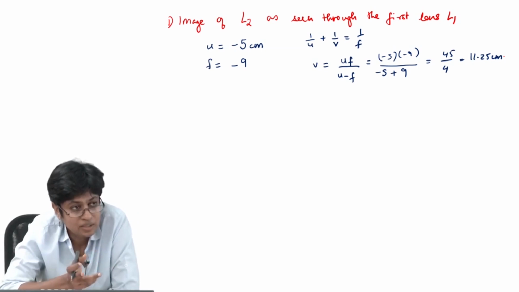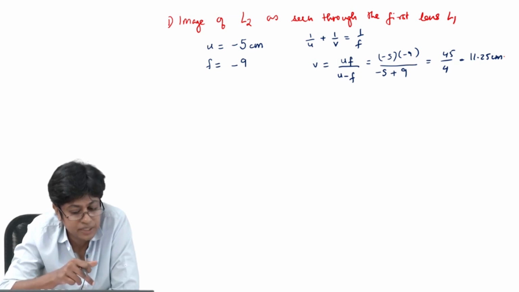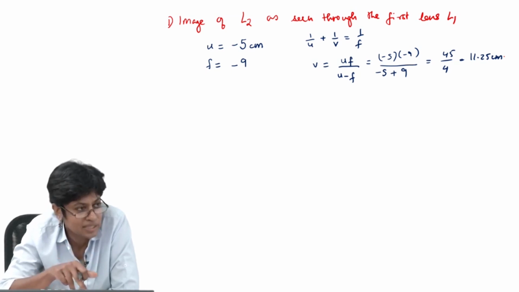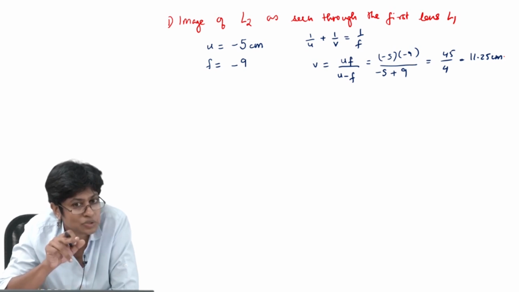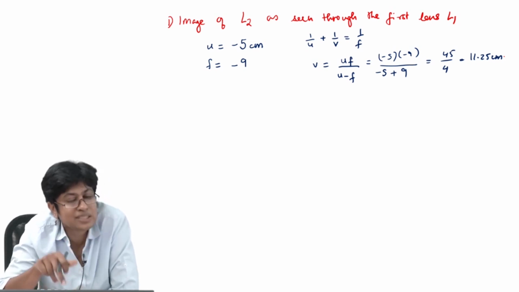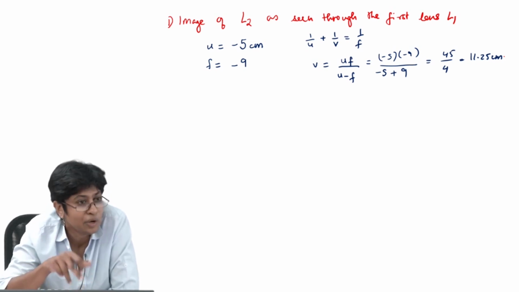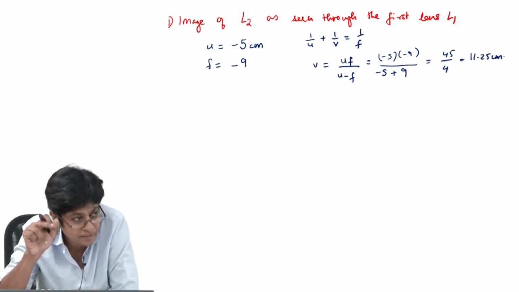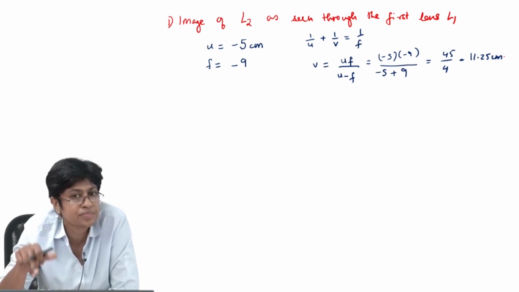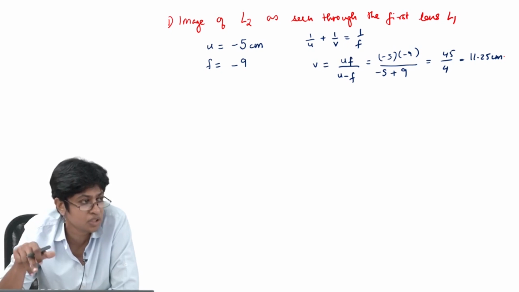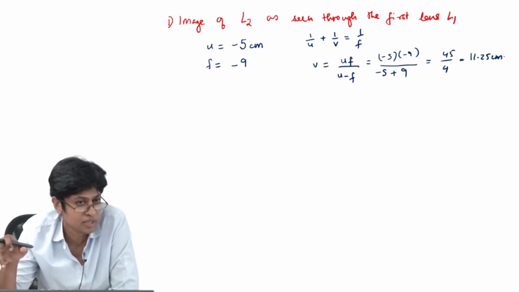Where does the image occur? It should not be surprising to us. It occurs on the same side as the object, because the focal length is 9 centimeters, but the object distance was 5 centimeters. The object is less than focal distance away. We have a virtual, erect, magnified image on the same side as the object. What's the object? Lens L2, right?